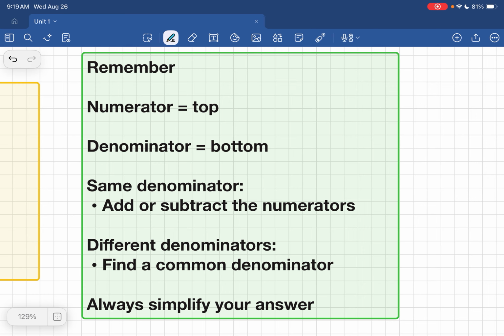In class, we'll work through more examples and practice these skills together. After class, you'll have guided practice and independent practice using the OpenStax textbook. Okay, see you in class.